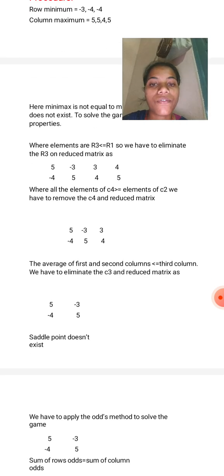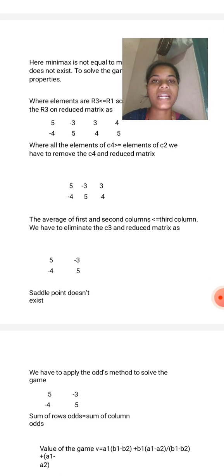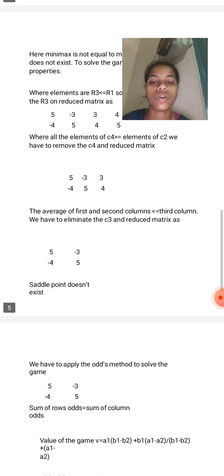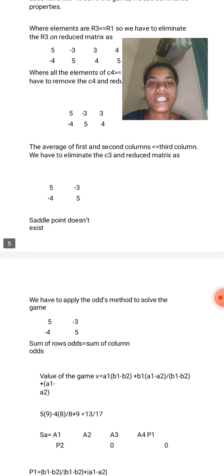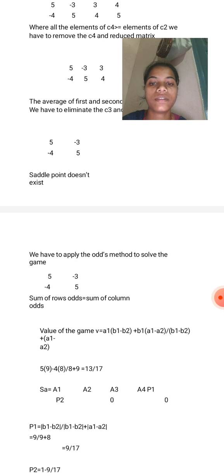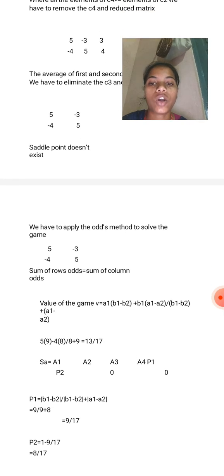The average of the first and second column is less than or equal to the third column, so we have to eliminate column 3 and reduce the matrix. The matrix looks like 5, -3 and -4, 5. The saddle point does not exist here also, so we have to apply the odds method to solve the game optimally. That is 5, -3 and -4, 5. We have to apply the odds method for this matrix. After applying the odds method, the sum of rows and the sum of columns become equal.